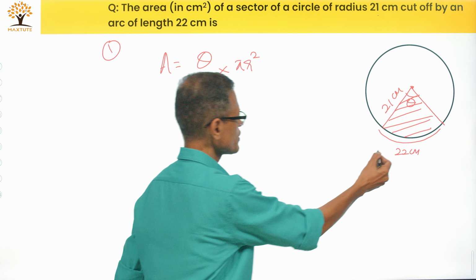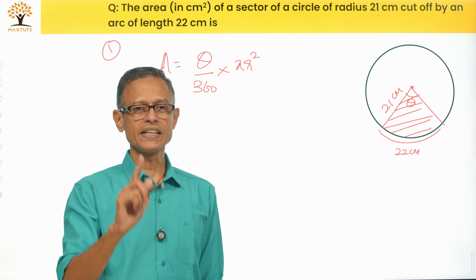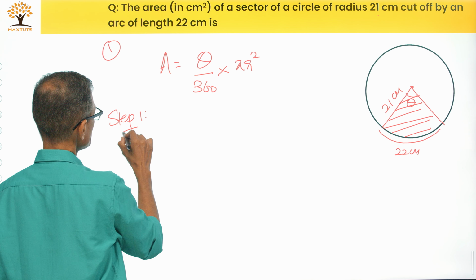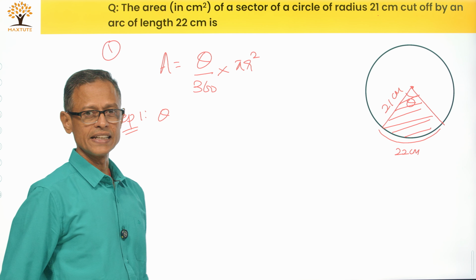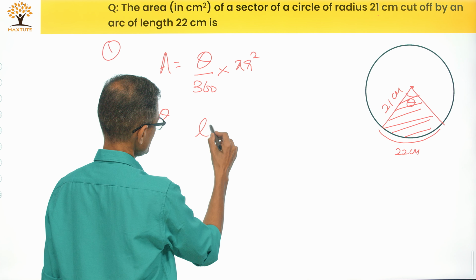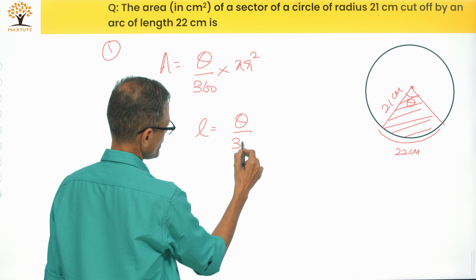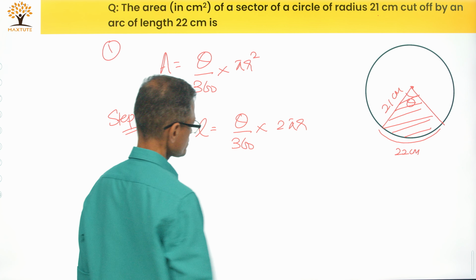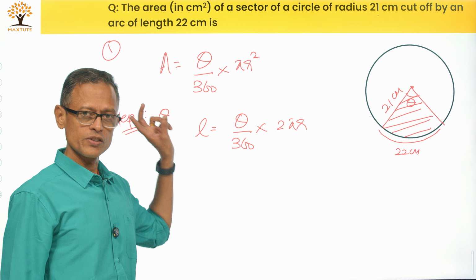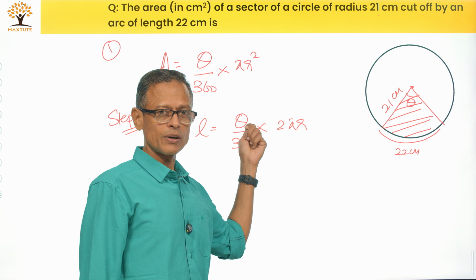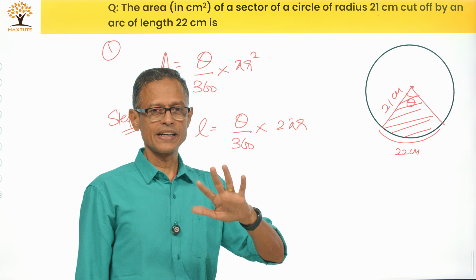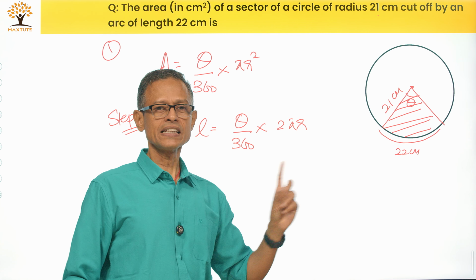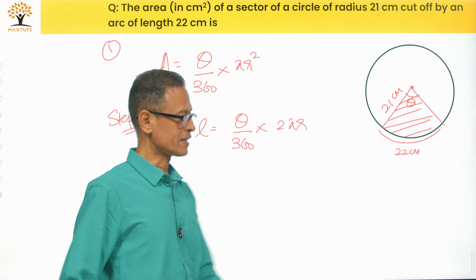So we're going to use information about the length of this arc to compute theta as step number 1. So in method 1, step 1, the missing information is theta. Let's find out what that theta is. Length of the arc is equal to theta divided by 360 times the circumference of the circle, which is 2 pi r. Is length of the arc known? Yes, 22. Theta is what we are trying to find out. Pi is 22 by 7, r is 21. So we have all information other than theta, so we can plug in all of that and find the value of theta. That's step 1 of the first method.